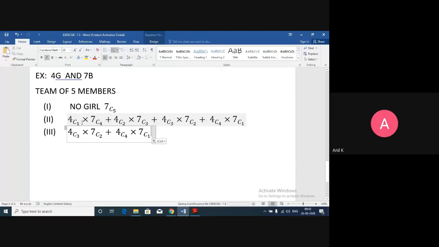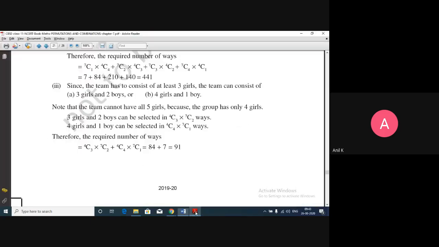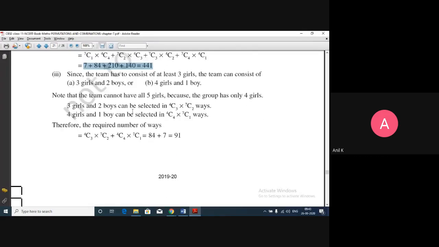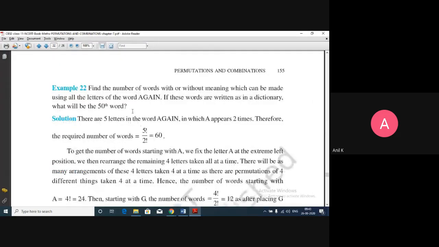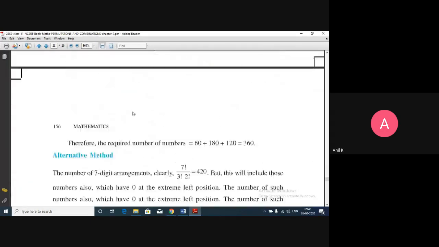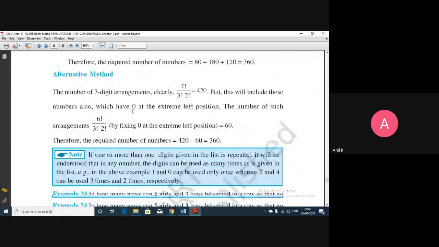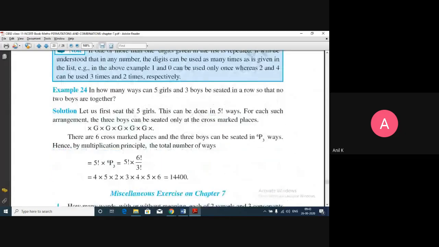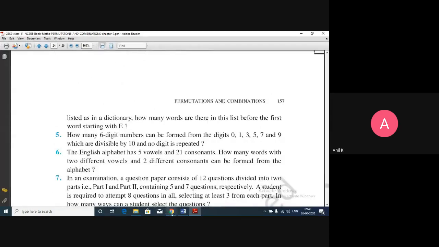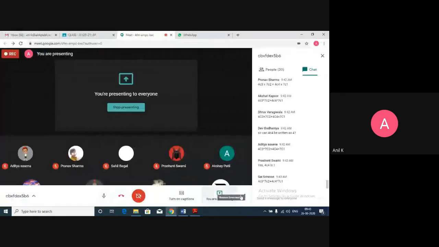4C1 is 4 into 7C4, whose values you find out. They have given all the answers here. See, 84 plus 7 is 91, which is easy to simplify. At least those things we should simplify. Okay. So that is all about your permutation and combination chapter. You try the miscellaneous examples also. If any doubt, let me know in the next class. We'll discuss. Okay. Any other doubts from this class?